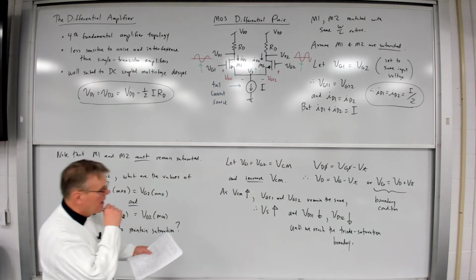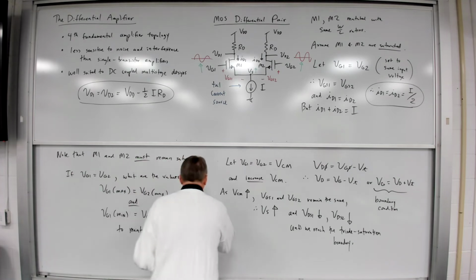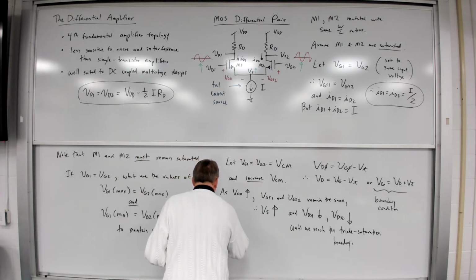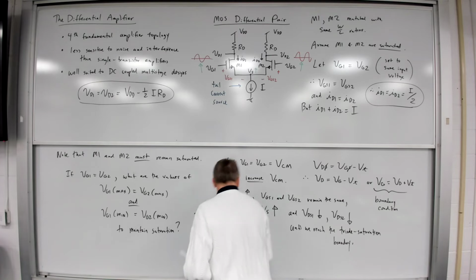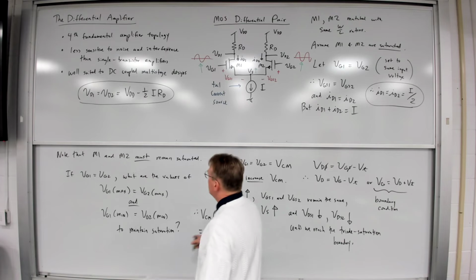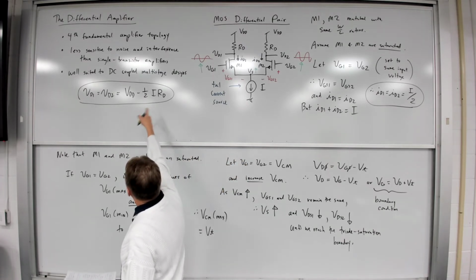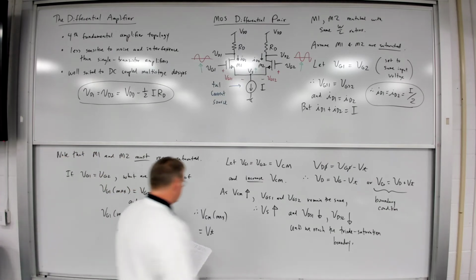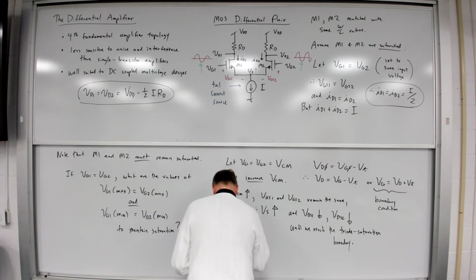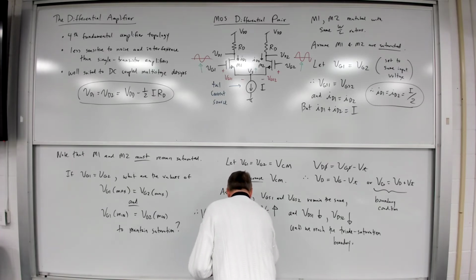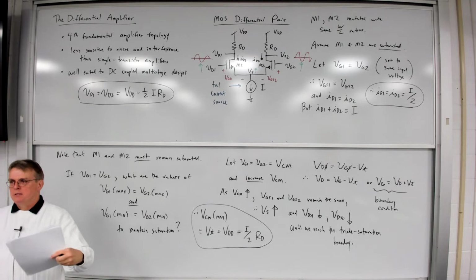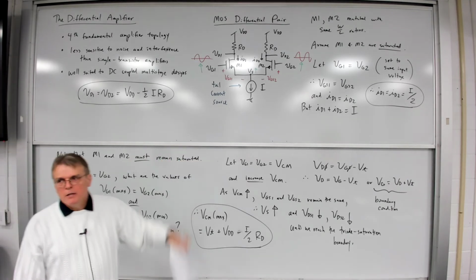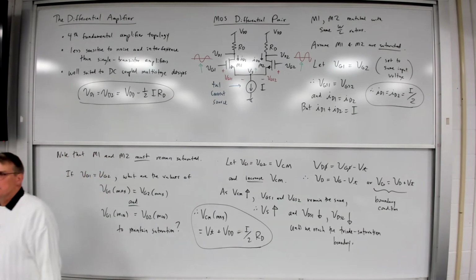Okay, so what is my VCM max? The maximum common input voltage must be equal to the threshold voltage plus VD. And what did we say VD was equal to? VD was equal to VDD minus 1/2 I times R sub D. So that's the maximum possible voltage I can have at the gates. As they both continue to rise, at some point I'm going to push M1 and M2 into triode. And we can calculate what that boundary condition is.